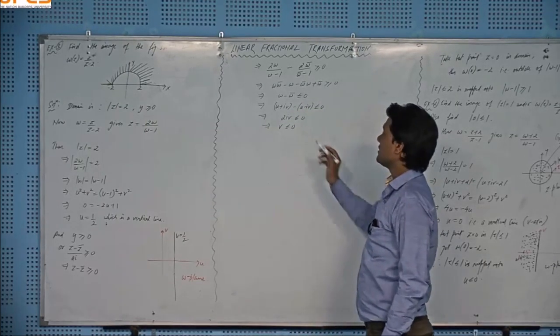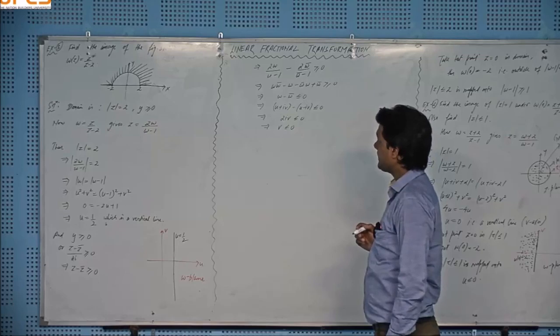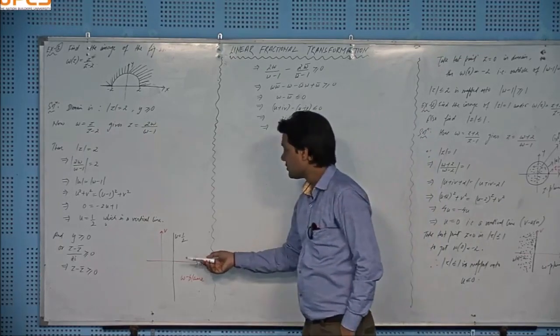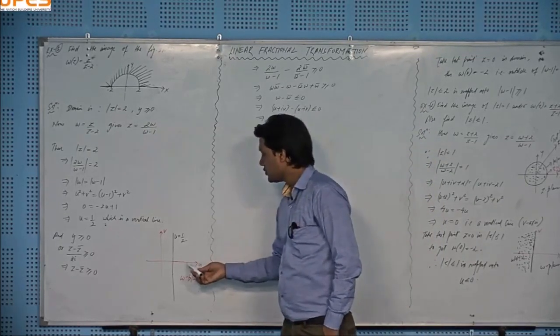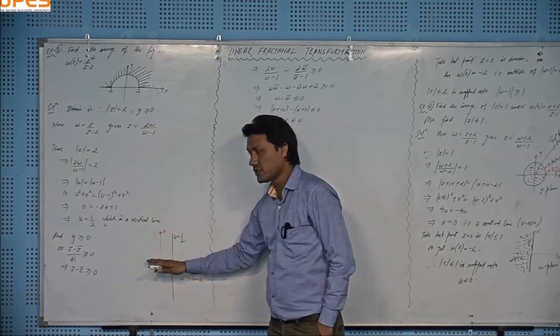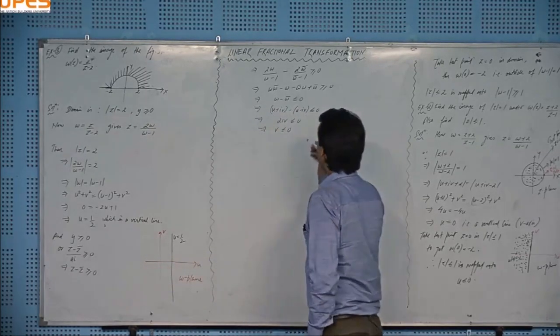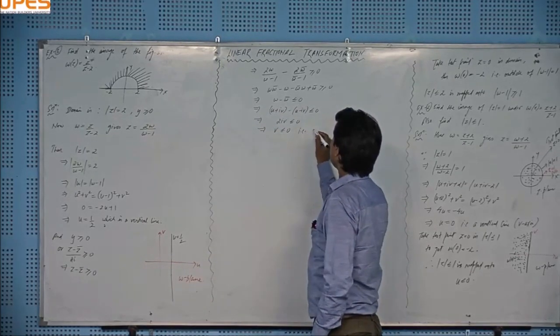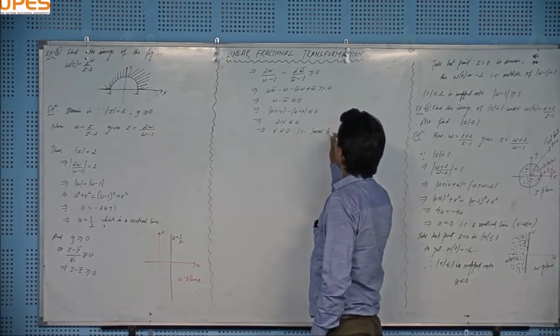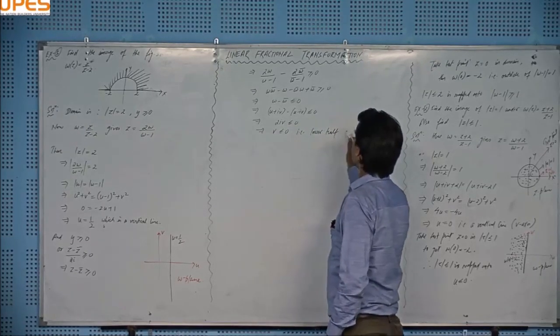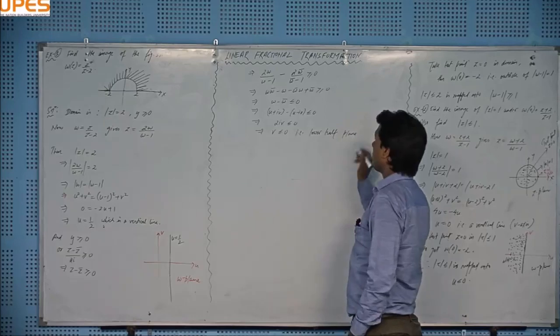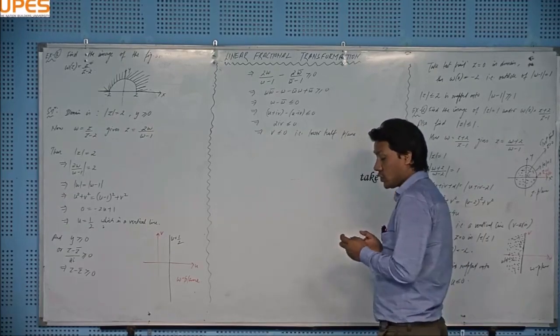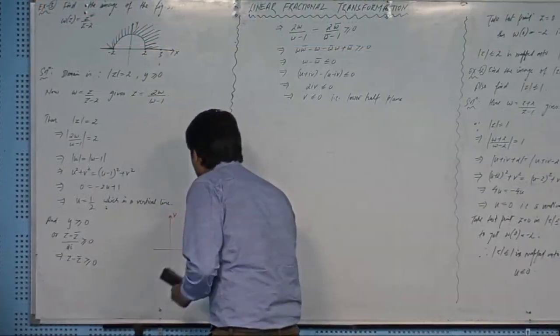And if you say that v is less than or equal to 0, it means that v equal to 0 is on the u axis, and v is negative for the lower half portion, right? That is the lower half plane, right? And now I will shade the lower half portion only, right?